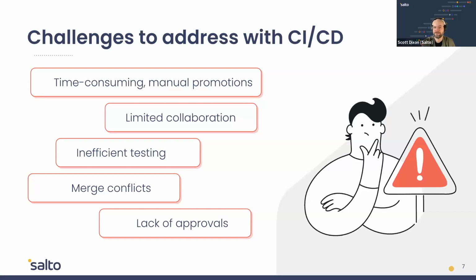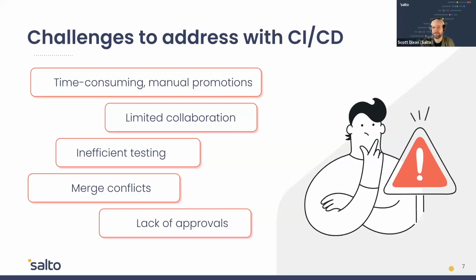Another challenge is inefficient testing. If you're doing manual deployments, many times there's very limited testing or manual testing, and this means that issues are not found until the changes are actually deployed, making them much harder to debug, much harder to roll back.